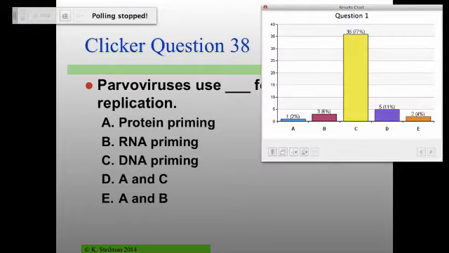So yes, it is DNA priming. Protein priming is certainly true for a lot of the other DNA viruses that we talked about, and also some RNA viruses. RNA priming, of course, is what happens normally in cellular replication, and it turns out if you're talking about some of the other single-stranded DNA viruses, they also require RNA priming, but not these parvoviruses. So it's just the DNA priming. So that would be this one.